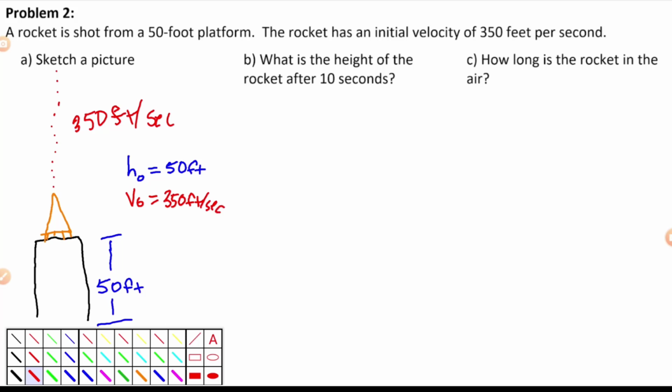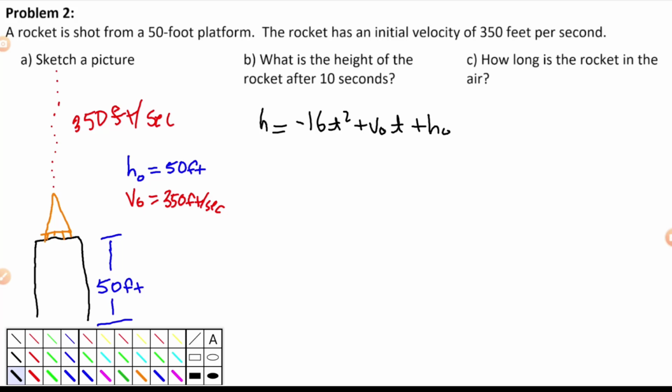So, question part B. What is the height of the rocket after 10 seconds? So, when we count to 10, 1,000 one, 1,000 two, how high in the air will the rocket be? Well, let's just go ahead and use our formula that we learned today. And let's figure this out. So h equals -16 t squared plus our initial velocity times time. And then we're going to add in our initial height.